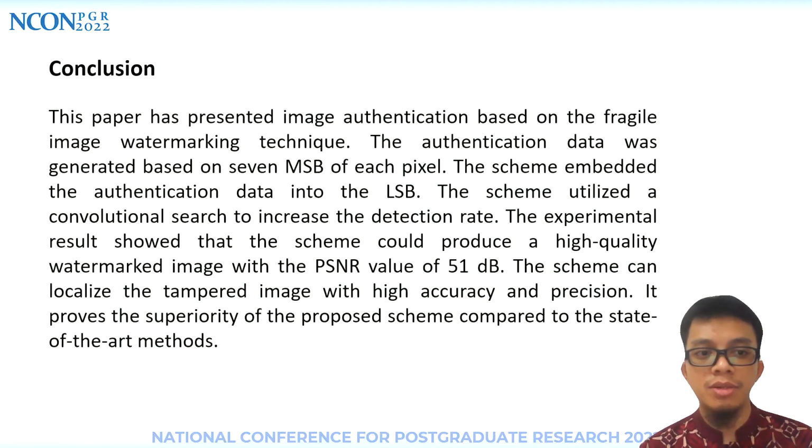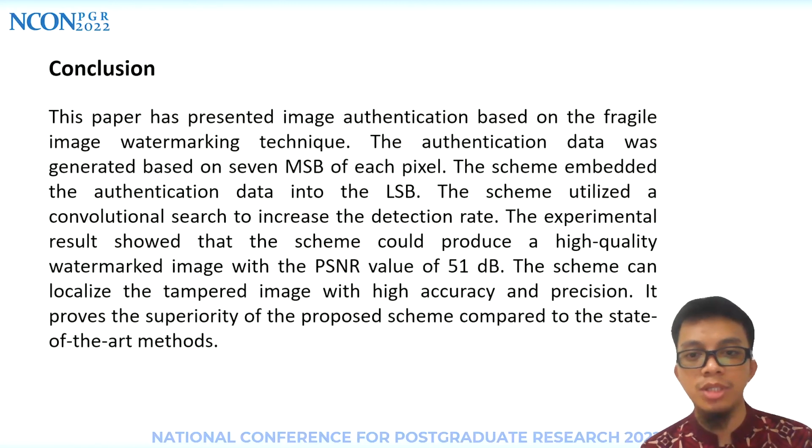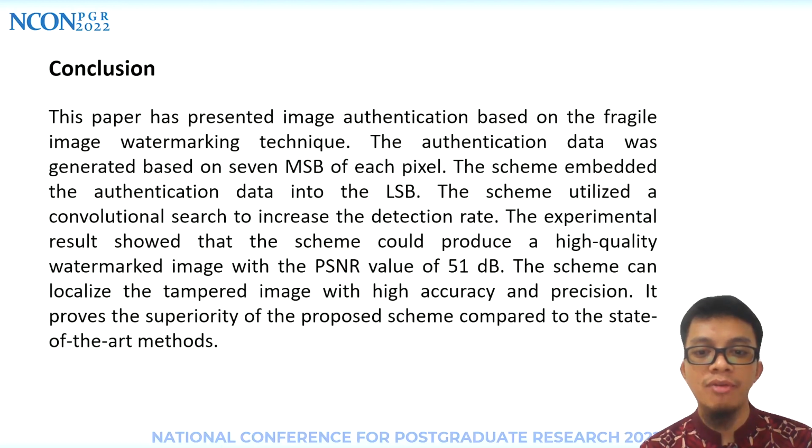The conclusion of this research is that this paper has presented image authentication based on the fragile image watermarking technique. The authentication data was generated based on the 7 MSB of each pixel. The scheme embedded the authentication data into the LSB. The scheme utilized a convolutional search to increase the detection rate. The experimental results show that the scheme could produce a high quality watermark image with a PSNR value of 51 decibel. The scheme can localize the tampered image with high accuracy and precision. It proves the superiority of the proposed scheme compared to the state-of-the-art methods.